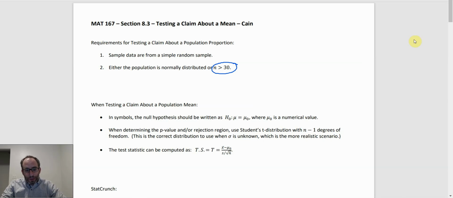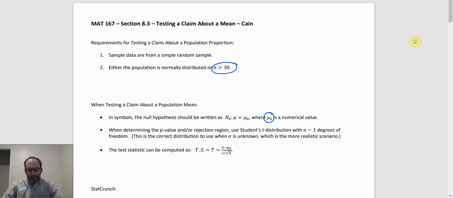All right, so let's see. There should be a mu, since this is about a mean, and then mu 0. Mu 0 is just some number, which will be specified somewhere in the wording. If we're looking for evidence that the population mean is greater than 10, then your mu 0 is 10, right? That kind of thing. And then we use Student's t-distribution with n-1 degrees of freedom.